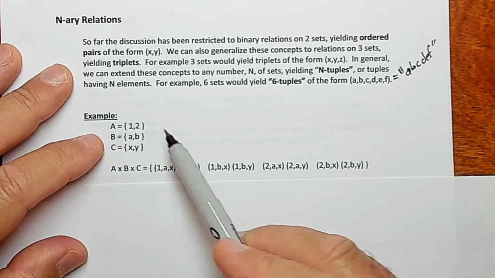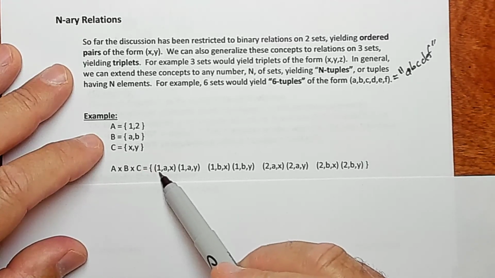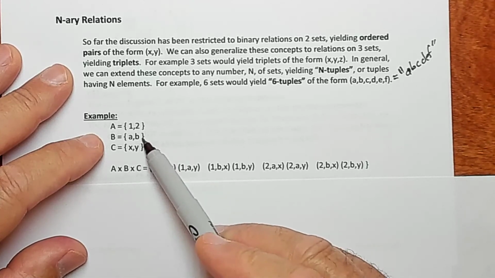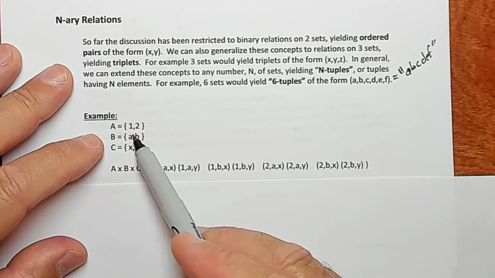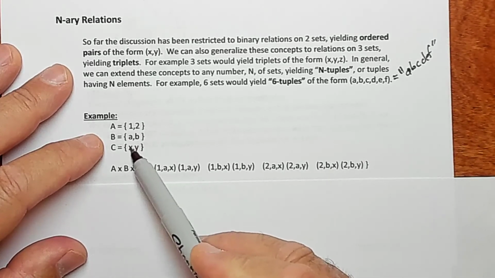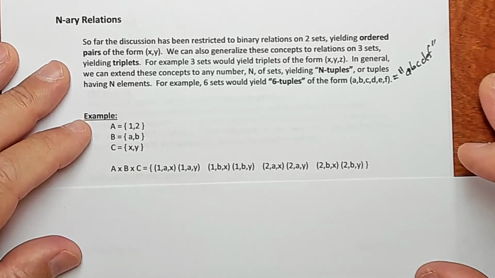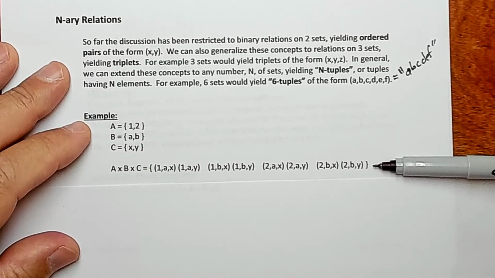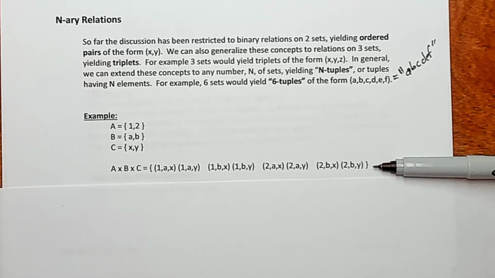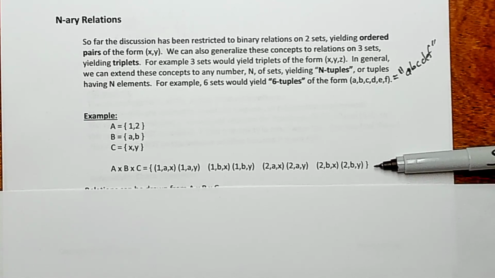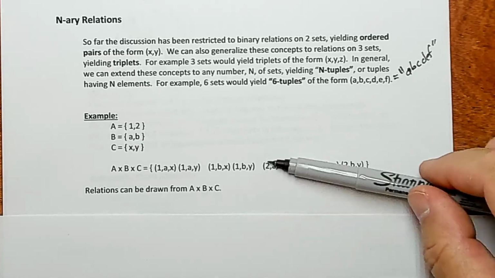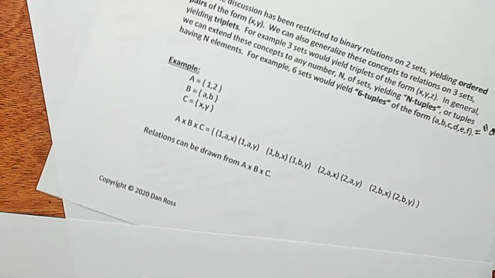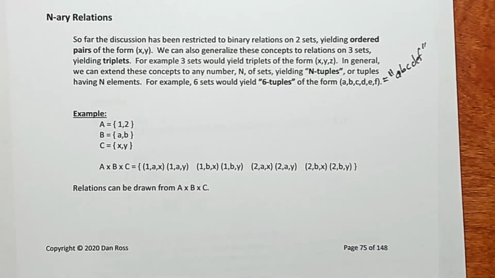The first element in the triple is a member of the first set, the second element is a member of the second set, and the third element is a member of the third set, and these are all the combinations you're going to get. 1ax, 1ay, like that. 1bx, 1by, like that. Those are all the combinations. So this is just a Cartesian product that yields 3-tuples, or triplets. Now to form a relation on this, we need to draw a subset of this Cartesian product. So relations can be drawn from this Cartesian product, and different ones can be drawn. Well, let's leave it there.